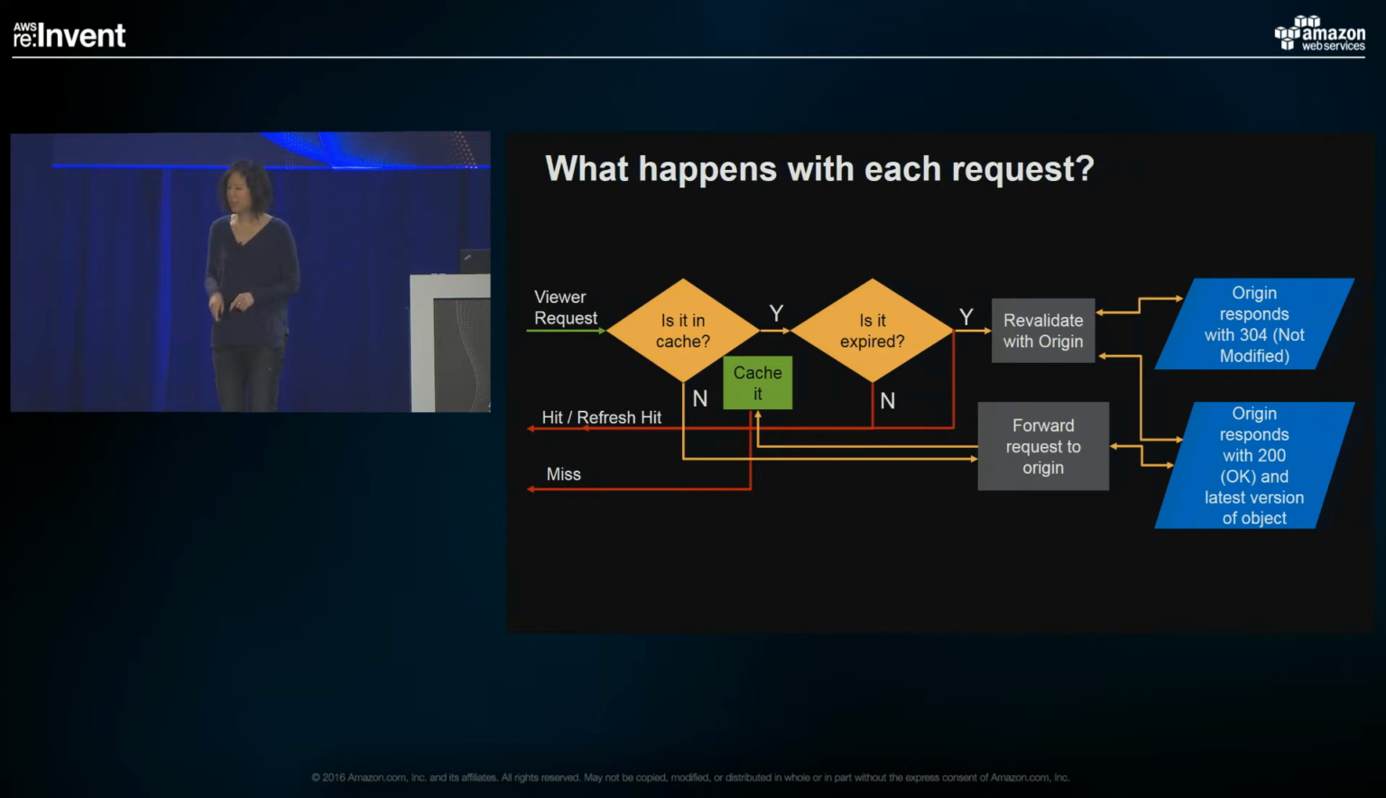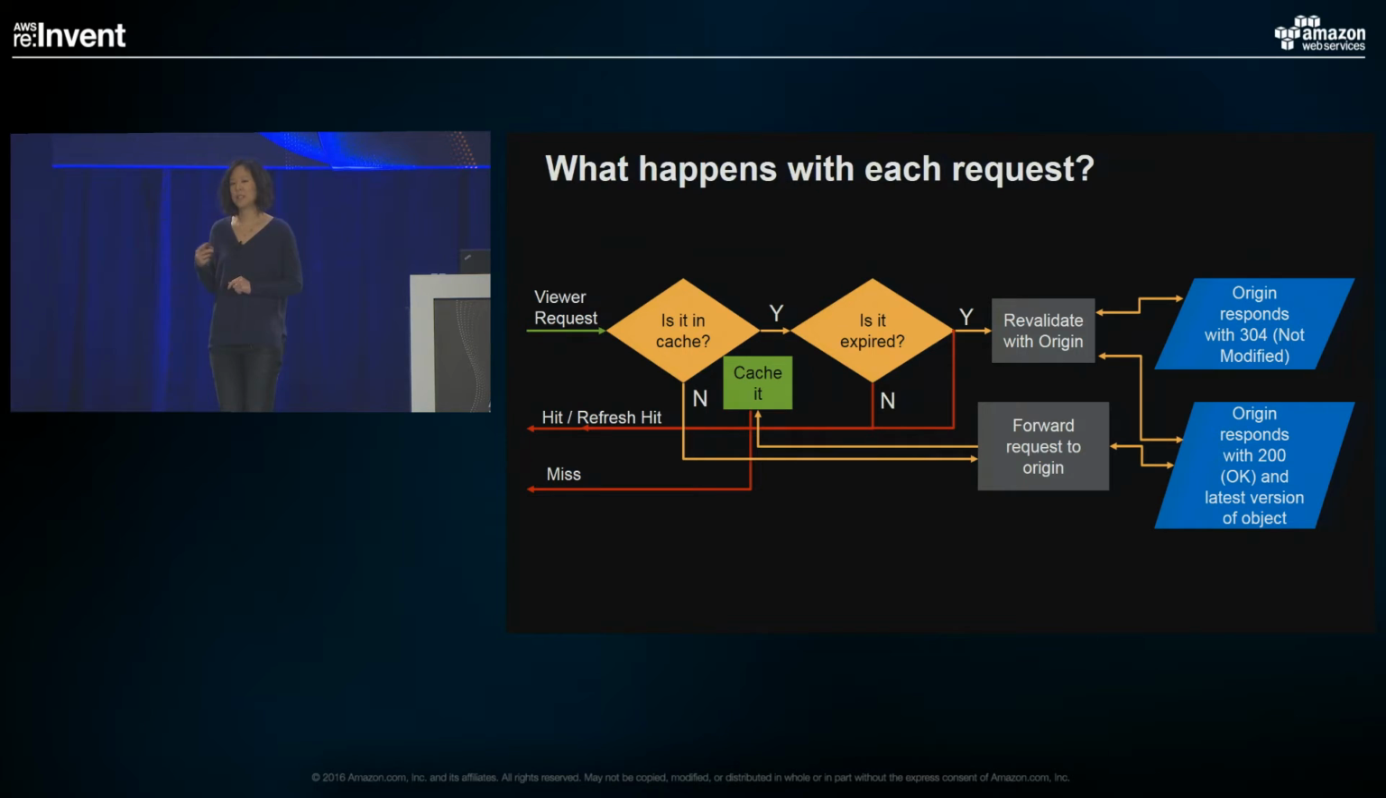So what happens within each edge location? Well, first of all, when the viewer request comes in, we ask a simple question: is it in our cache? If not, we have to go and fetch it from your regional edge cache and your origin. If it is in cache, is it expired? If not, fantastic. But if it is, now we have to go and revalidate with your origin.